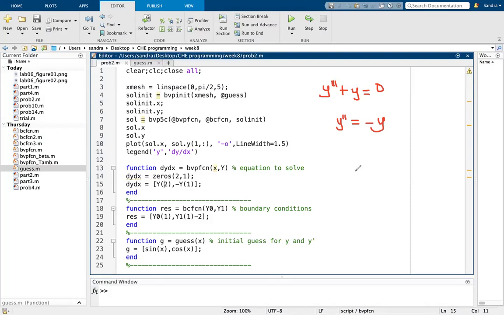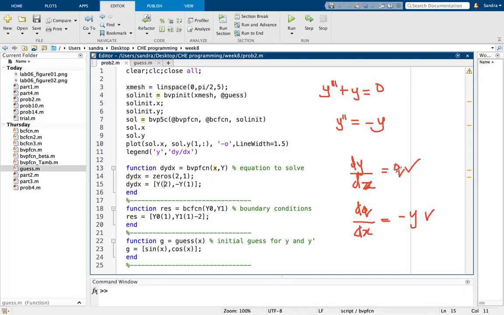Now what I do, I take y dash, that is dy by dx, as some new variable, maybe q. And I'm writing dq by dx to be equal to minus y. So this will be my first equation. This will be my second equation.